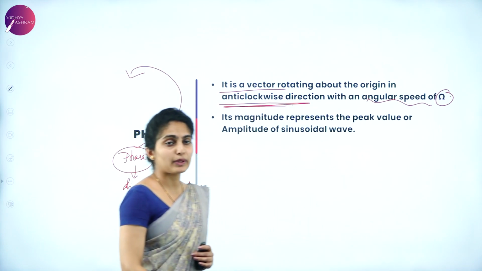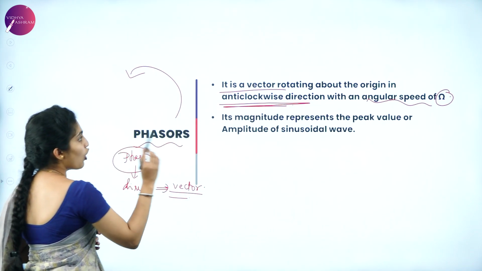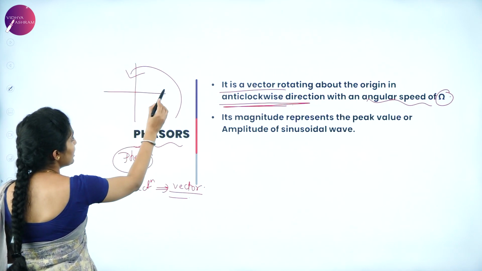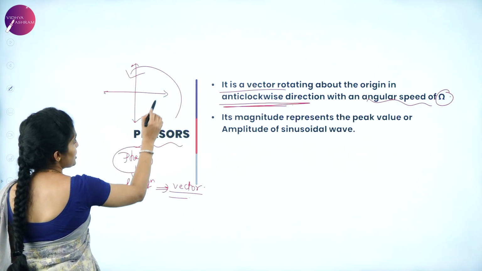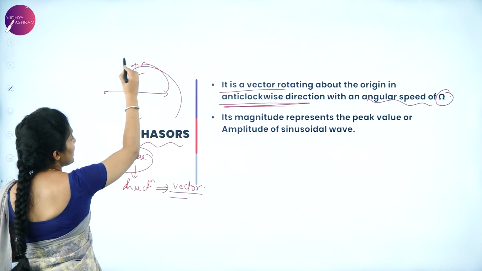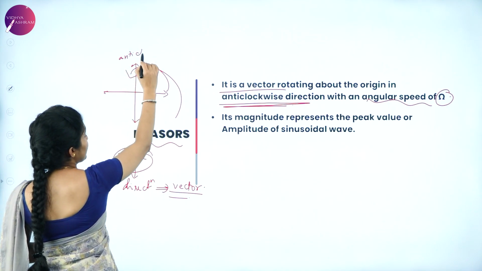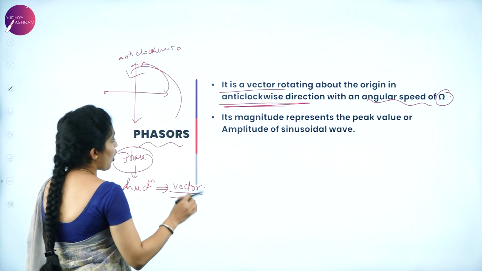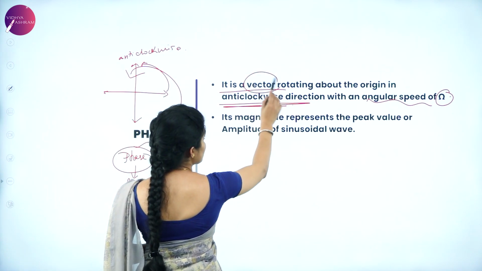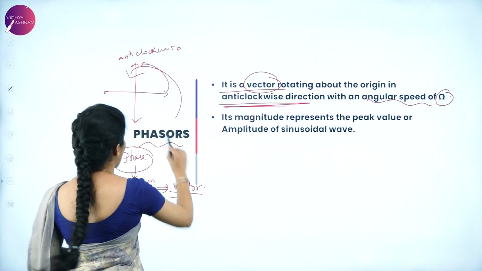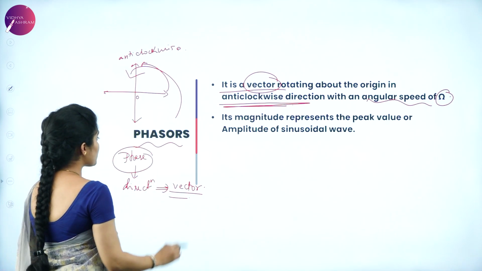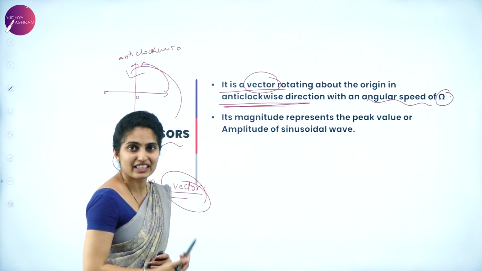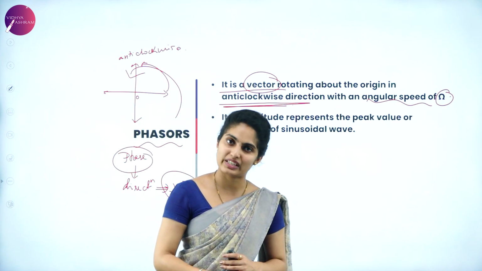The angular speed is represented in terms of omega. So the thing is, you have got your axis over here. Whenever you take the rotation, you take it in this manner, that is, the anti-clockwise direction. So a phasor is a vector which rotates about the origin, and that rotation is given in terms of a vector. It gives the direction, which means it is a vector quantity.